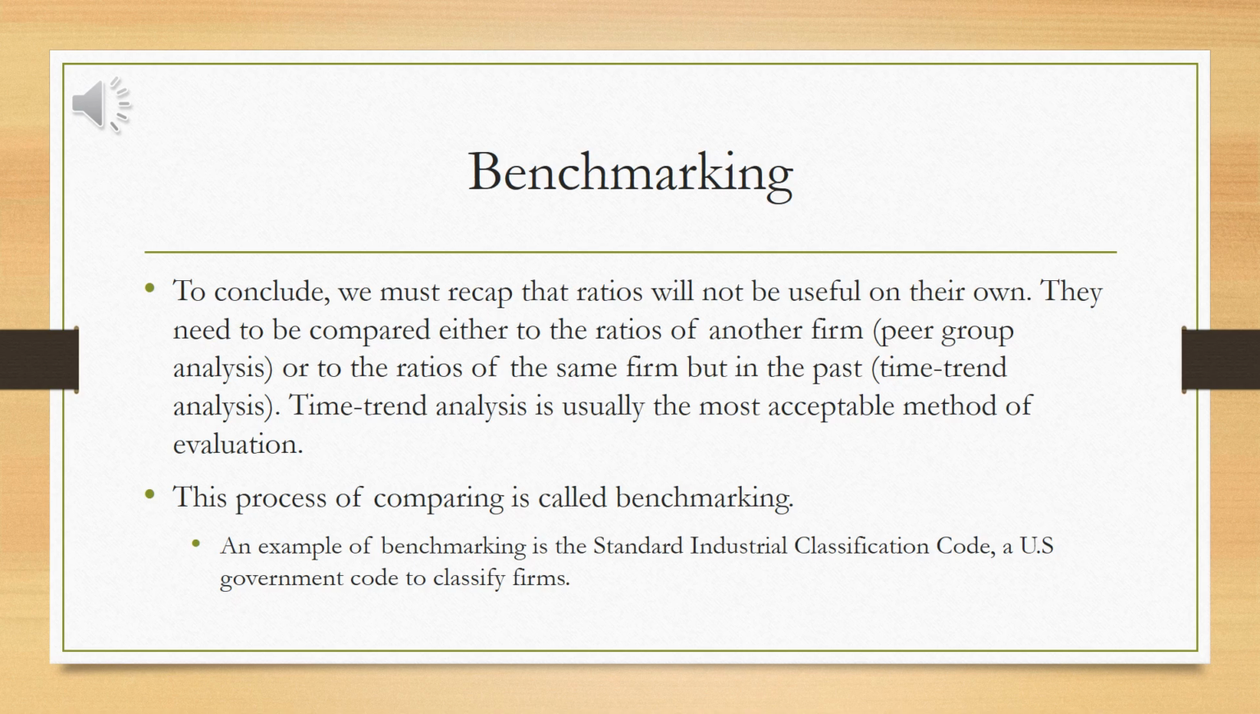They need to be compared either to the ratios of another firm, which is called peer group analysis, or to the ratios of the same firm but in the past, time trend analysis. Time trend analysis is usually the most acceptable method of evaluation. This process of comparing is called benchmarking. An example of benchmarking is the Standard Industrial Classification Code, a US government code to classify firms.